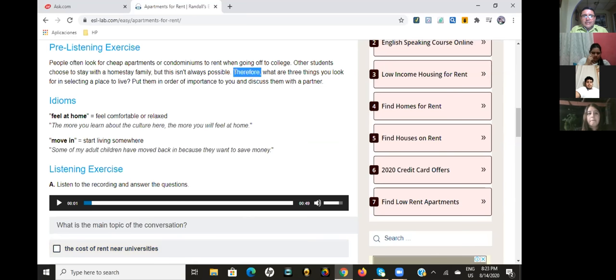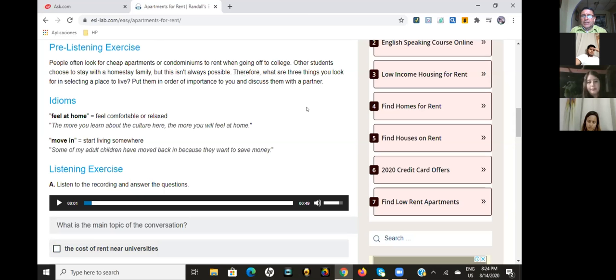Therefore. Does anybody know the meaning of therefore? For example, you said, I have an English class from 8 to 10 p.m. Therefore, I need to be connected. Or you can say, I saved money in 2019. Therefore, I have some cash in the bank. Por lo tanto. You say therefore to introduce a result or a consequence.